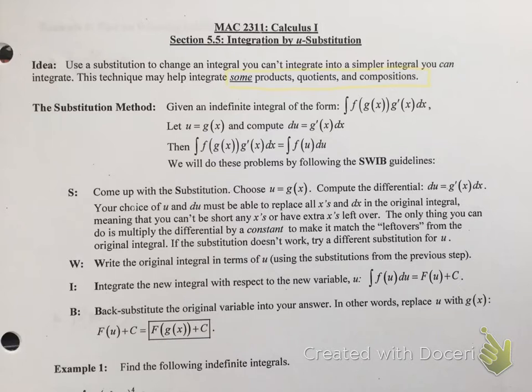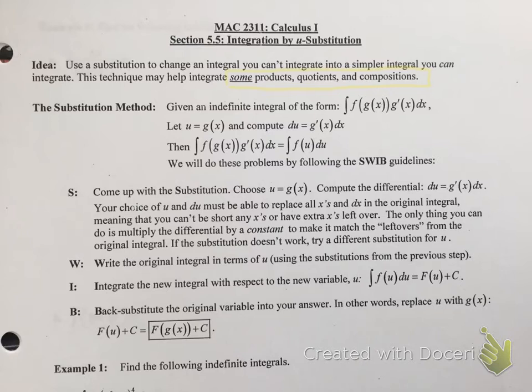Once we get that done, we can let the integral equal the function of u du. Then we integrate, and finally we resubstitute back in whatever u equaled. This is called the SWIV process, S-W-I-V. S stands for substitution. You have to come up with the substitution, so we choose u to equal g of x. We compute the differential, so du equals g prime of x.